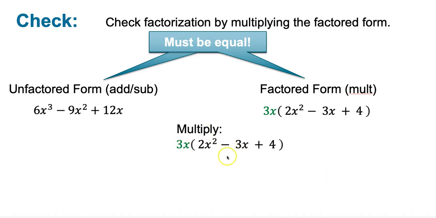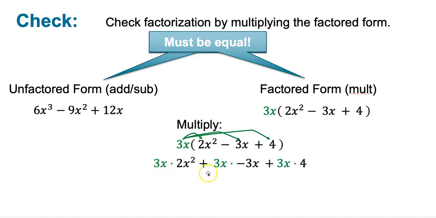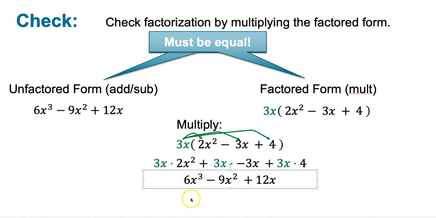To multiply these two polynomials, we have to use the distributive property, which tells us to multiply the 3x by every term from the second polynomial, which gives us this, and simplifying each of these products results in this. Now remember, the factored form and the unfactored form must be equal. The factored form we just proved is the same as this. Now the question is, does this equal the unfactored form? And the answer is yes. Therefore, we've shown that our factored form is correct.